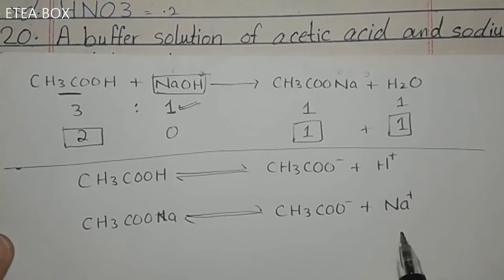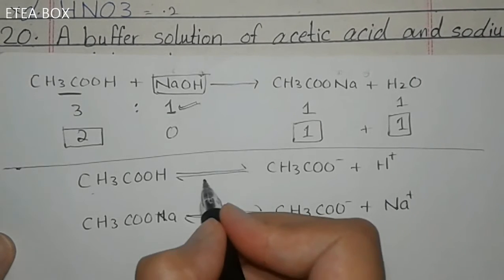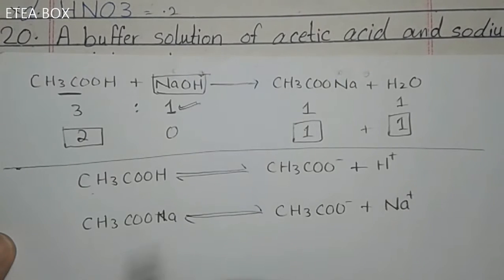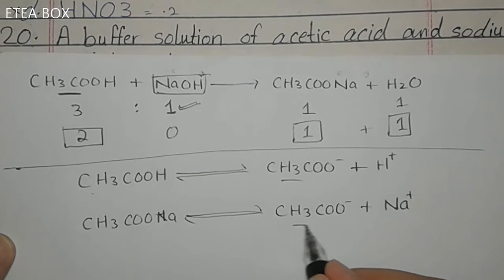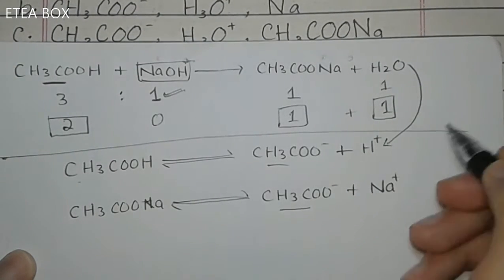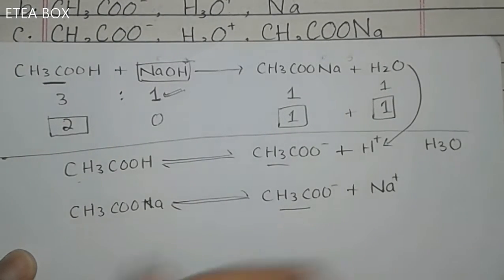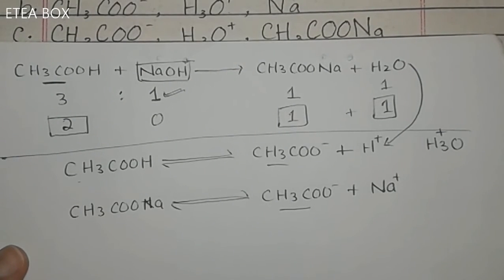A buffer solution is present in the solution in the form of CH3COOH, which is present in ion form, and the salt is also present in ion form. Now look here, a buffer solution contains these ions. And this water will react with this one and form H3O+. Now we have 4 components present in the solution.